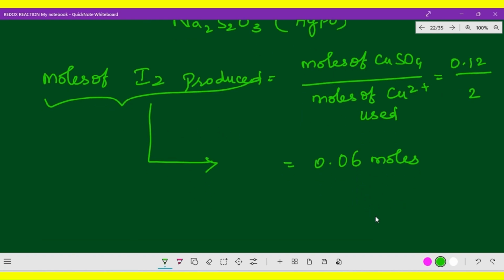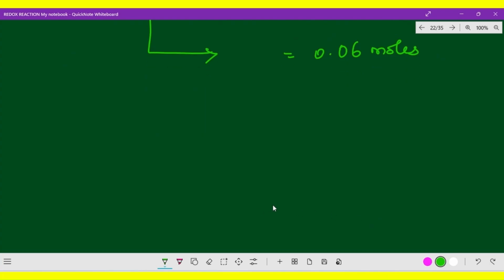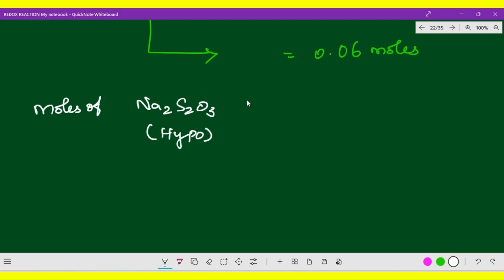Now we have to identify one more point: moles of thiosulfate required. Here I'll change this color. Moles of thiosulfate, Na2S2O3. We have to mention it is thiosulfate, and it is also called hypo, please remember. Moles of thiosulfate needed is equal to how much? Here also 2 moles is mentioned, no?